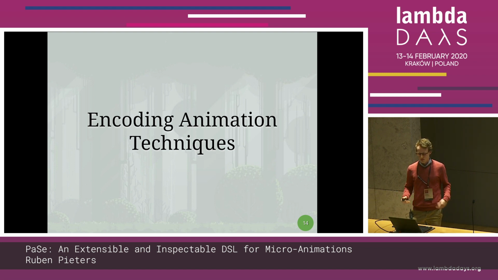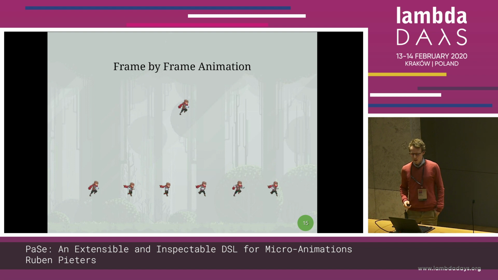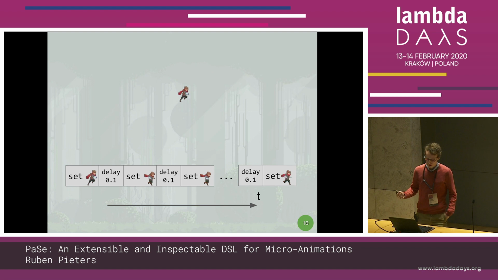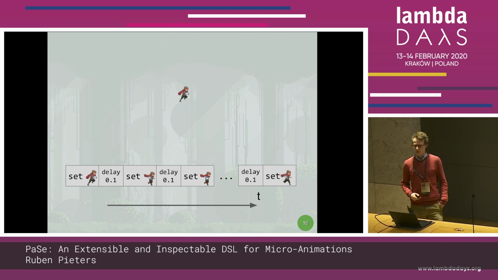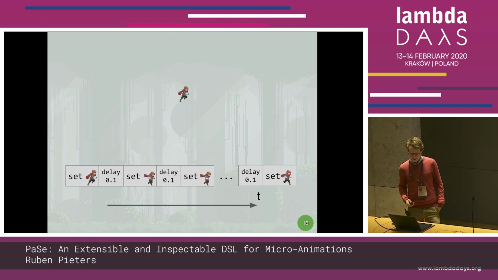Now I want to look into some animation techniques, or more complex animations we can create using these basic concepts. The first is a frame-by-frame animation, where we have a series of textures that we want to display with some small delay in between them to create a frame-by-frame animation. In the timeline, we would describe it like this. We set the texture, and then we have a delay, and then continuously do this for each of the textures.